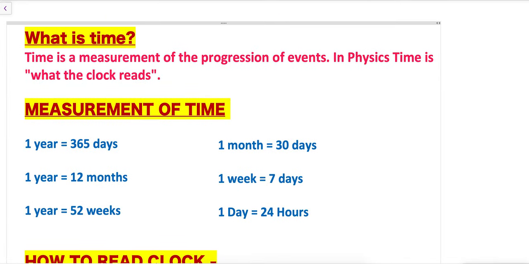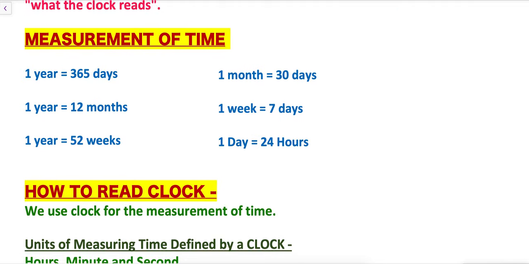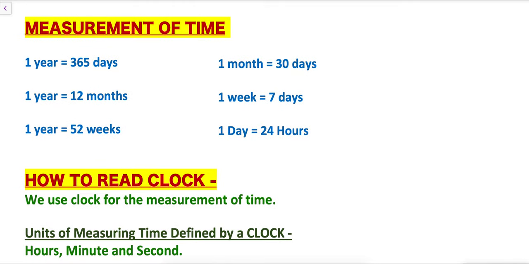What is time? Time is a measurement of a progression of events. In physics, time is what the clock reads. So before moving ahead, first we should know the measurement of time. As we all know, 1 year is equal to 365 days and 1 year has 12 months, January to December, and the total days are 365, and in 1 year we have 52 weeks. So the greatest unit to measure time will be the year.